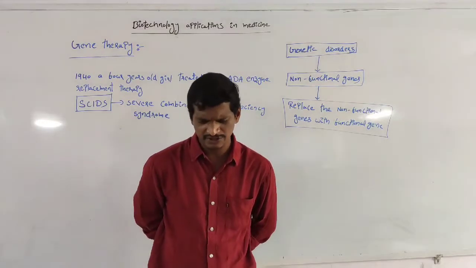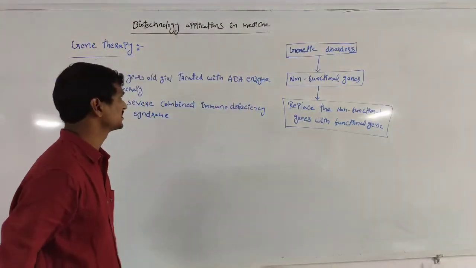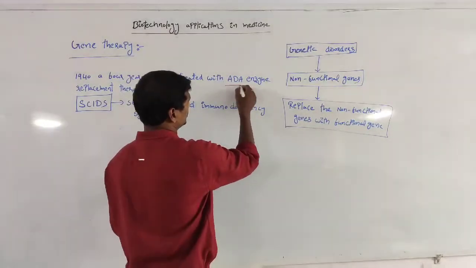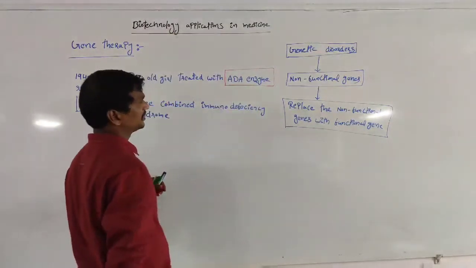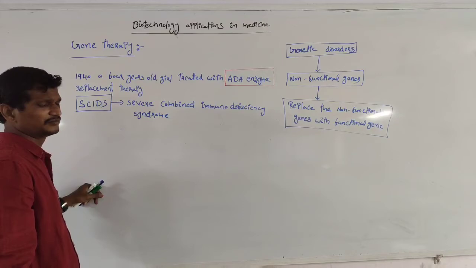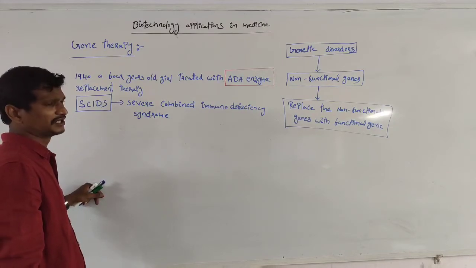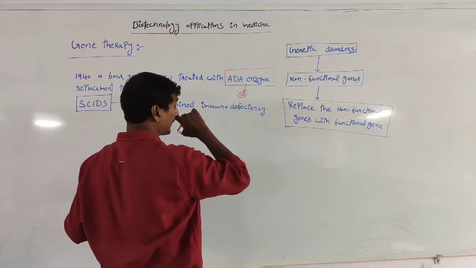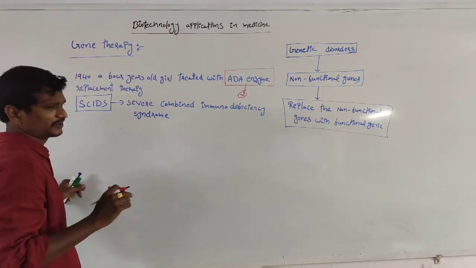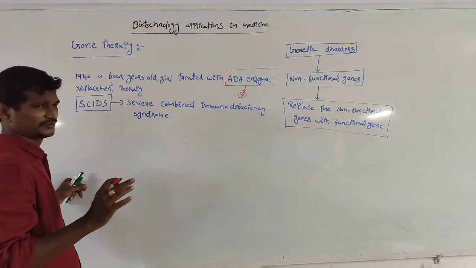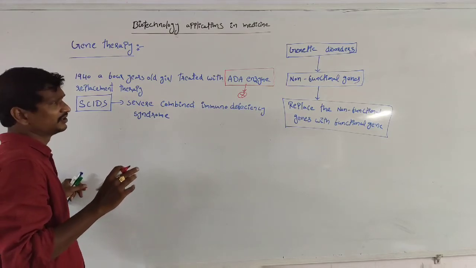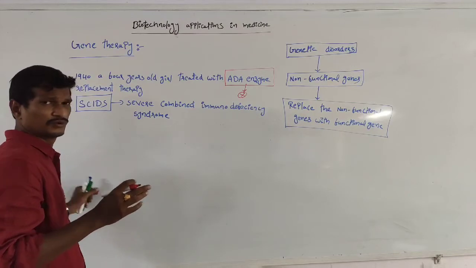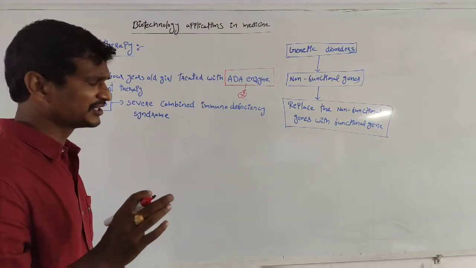And the finest example is the adenosine deaminase enzyme. Within infants, there is a gene that produces the adenosine deaminase enzyme. In some infants, this gene is not functional. If the gene is not functional, there is no production of the adenosine deaminase enzyme.